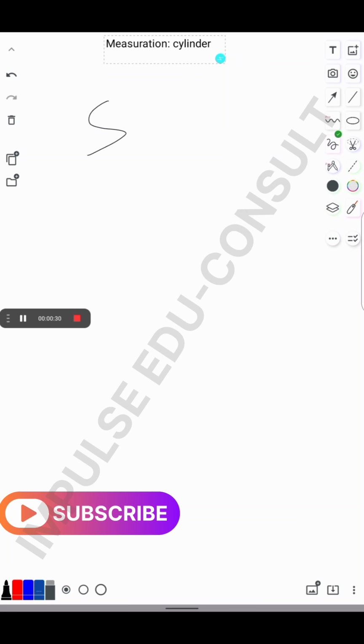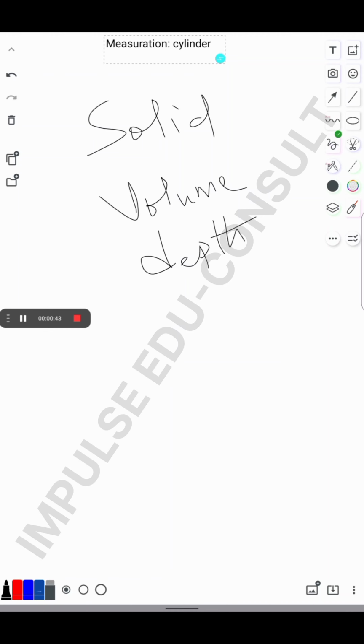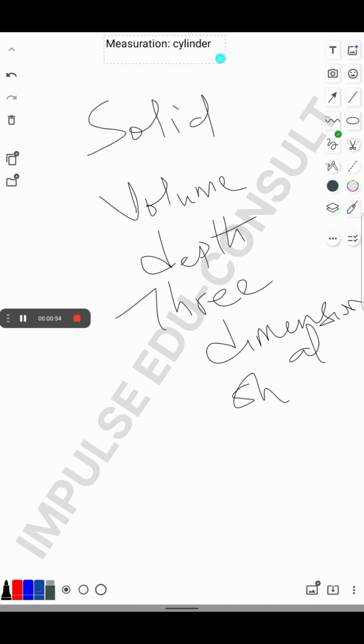And don't forget, cylinder is a solid shape, and the solid shapes are shapes that have volume because of their depth. They always have depth, and they are three-dimensional shapes. Okay? So a cylinder is a three-dimensional shape.